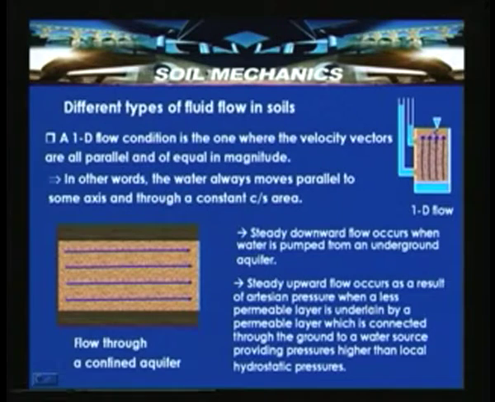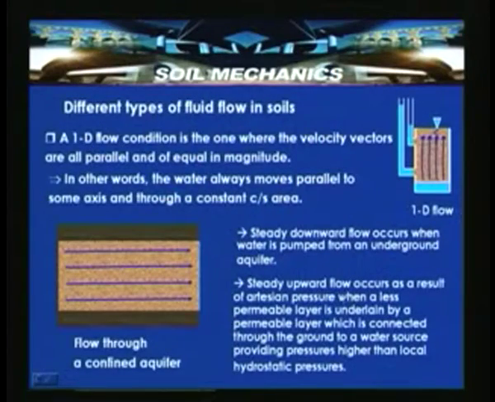So, steady upward flow occurs as a result of artesian pressure when a less permeable layer is underlain by a permeable layer which is connected through the ground to a water source, providing pressures higher than the local hydrostatic pressures. These pressures which are driving the flow in the upward direction are higher because of natural artesian conditions. We have also discussed the different aquifer conditions which are possible. So, the flow can be one dimensional.